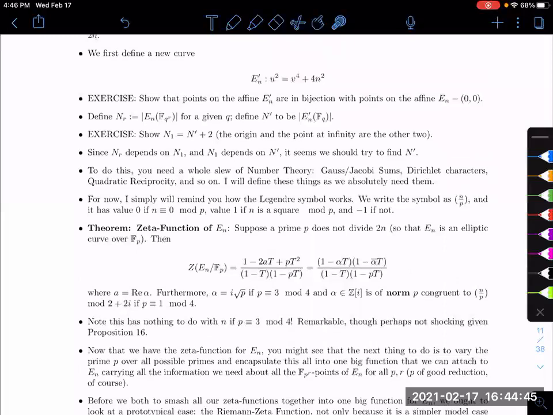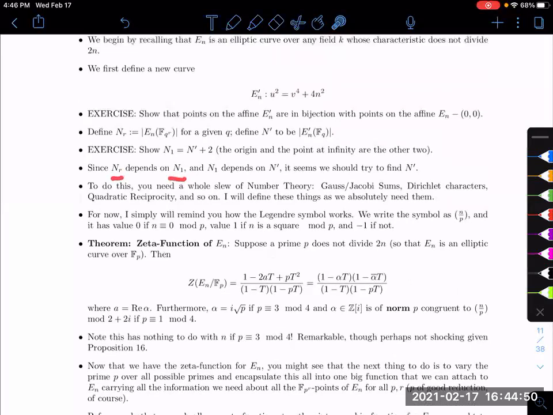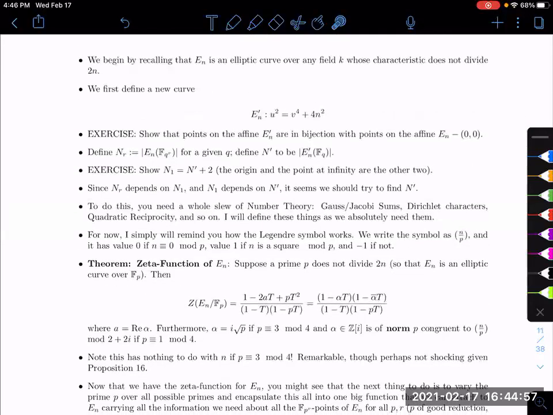Now look at this. I already told you above, N sub r depends on N sub 1. The number of F_q to the r solutions depends on the number of F_q solutions. We saw that above. But it looks like N_1 depends only on this N prime here. So it seems like once you realize this, what you should be trying to do is find this N prime. How many F_q solutions are there on this curve, on the affine version of this curve? This is not very easy to do. So this takes a lot of work.